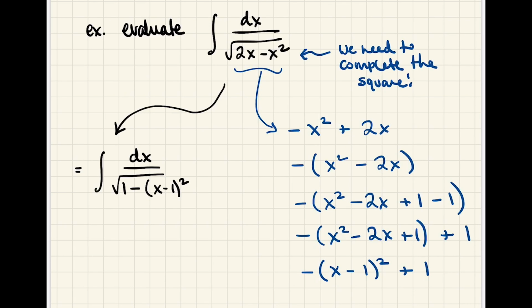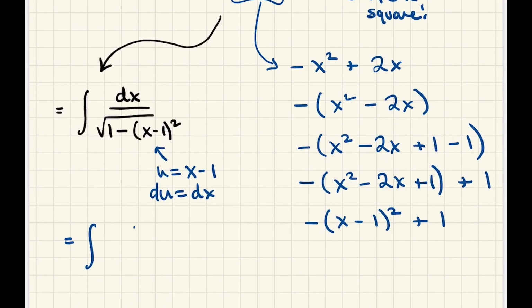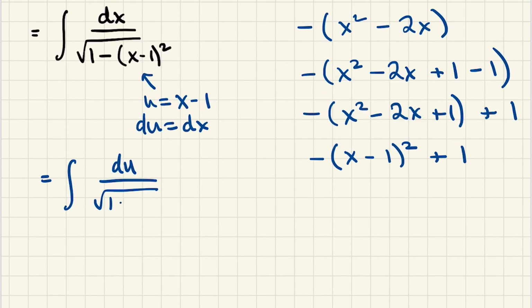It'd probably be a good idea just to do a quick u substitution here. So we'll let u equal x minus 1, and therefore du is dx. So this is du over radical 1 minus u squared. Now, I really hope that you can recognize this as inverse sine of u, because if you do recognize it as inverse sine of u, then we are basically done the problem. We just replace u with x minus 1 and we're finished.